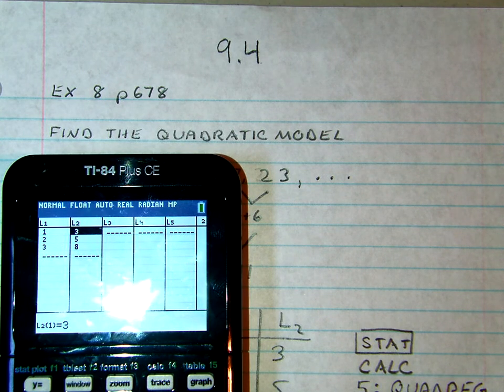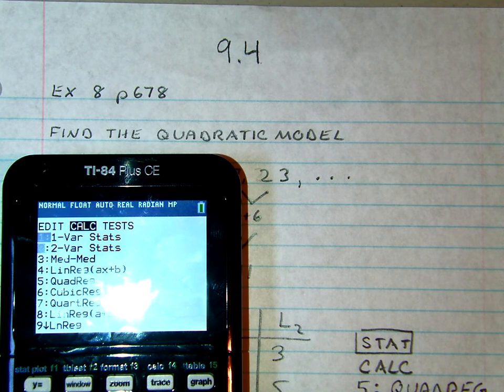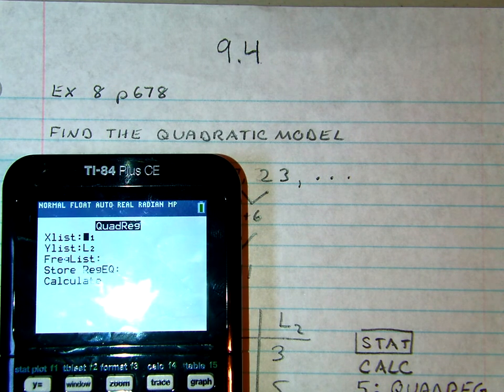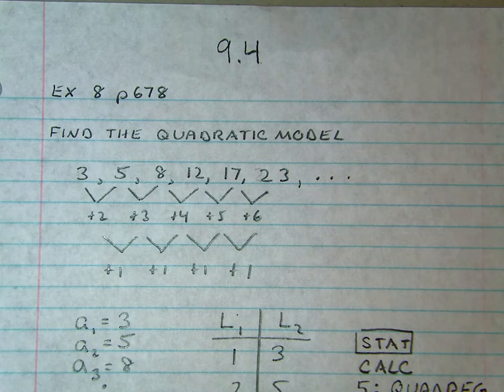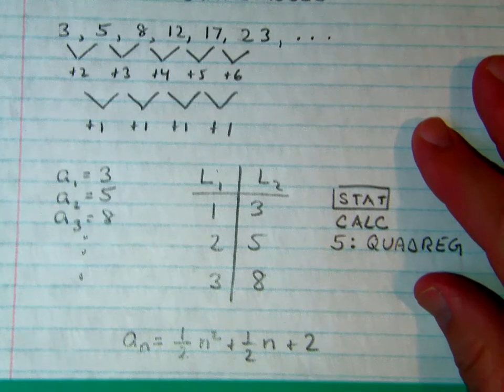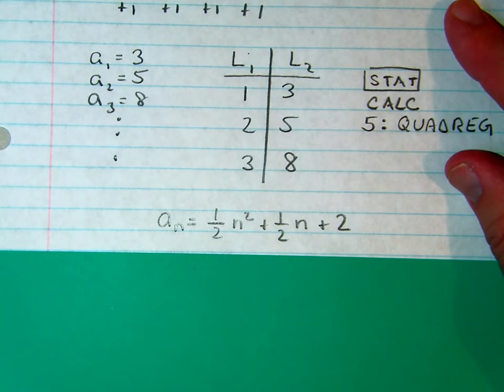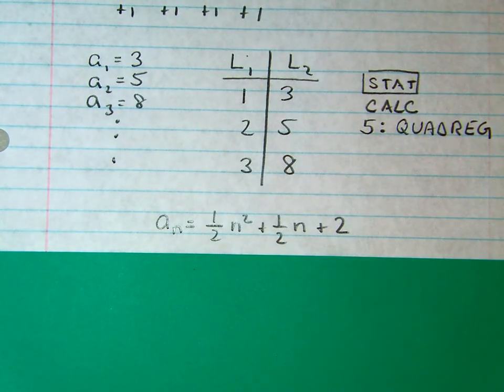Then we're going to go to Stat, Calc, choose Quad Reg. Our data is in L1, L2. We want to leave the frequency list blank. If you want, for the purposes of making predictions, you can store the regression equation, but it's not necessary for this particular question. Hit Calculate, and that gives us our quadratic model of best fit. Once we have that explicit equation, then whatever predictions we need to make, we can use it to make those predictions.